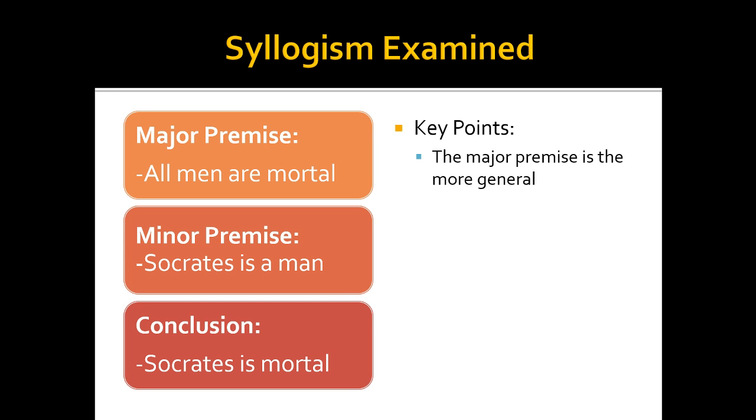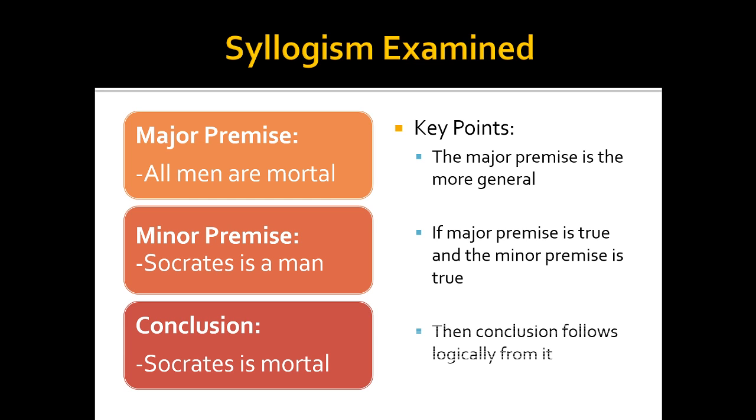So what are the key points? The major premise is the more general premise. Okay, so all men are mortal. That is our major premise. The minor premise is that Socrates is a man. So if the major premise is true and the minor premise is true, then the conclusion follows logically from it.